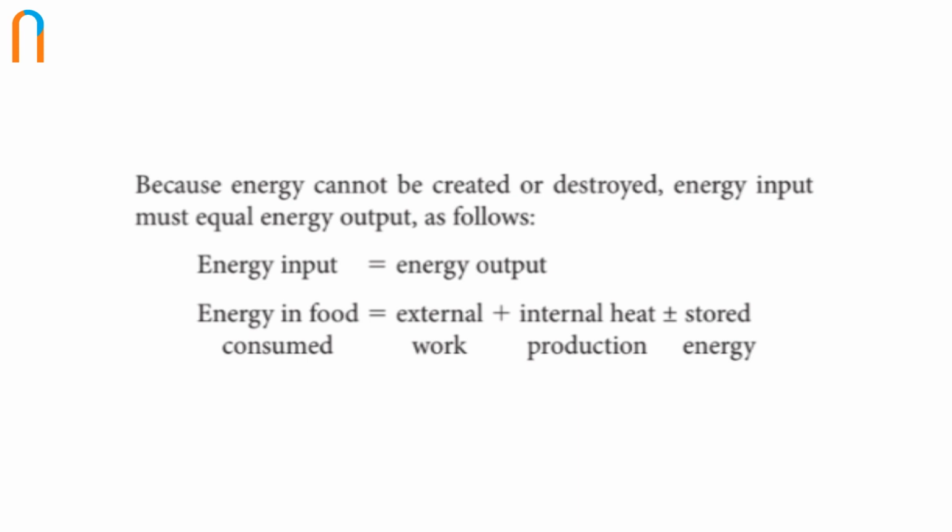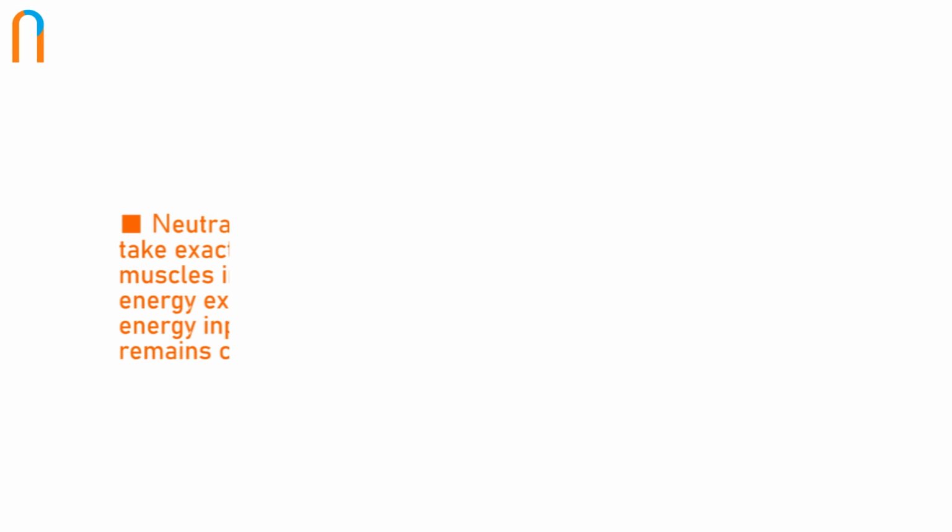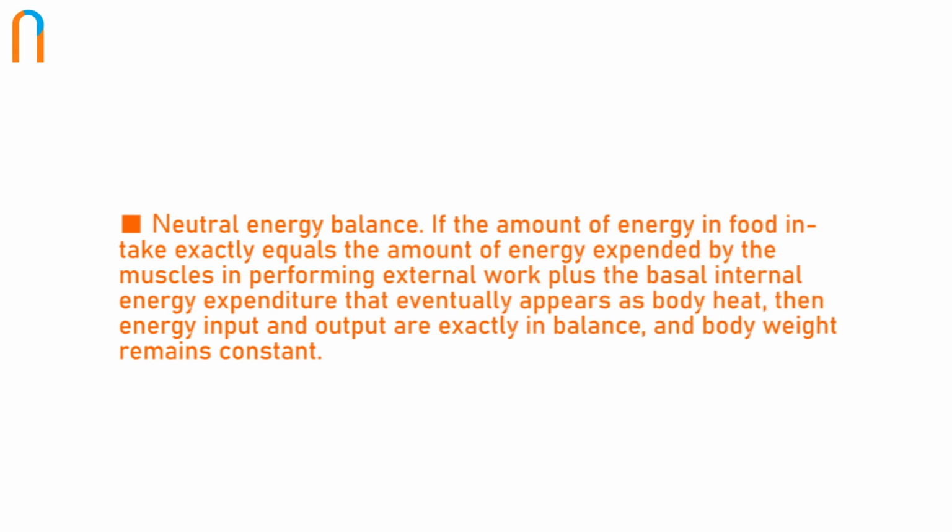Energy input must equal energy output to maintain neutral energy balance. Because energy cannot be created or destroyed, energy input must equal energy output as follows. There are three possible states of energy balance. Neutral energy balance. If the amount of energy in food intake exactly equals the amount of energy expended by the muscles in performing external work plus the basal internal energy expenditure that eventually appears as body heat, then energy input and output are exactly in balance and body weight remains constant.